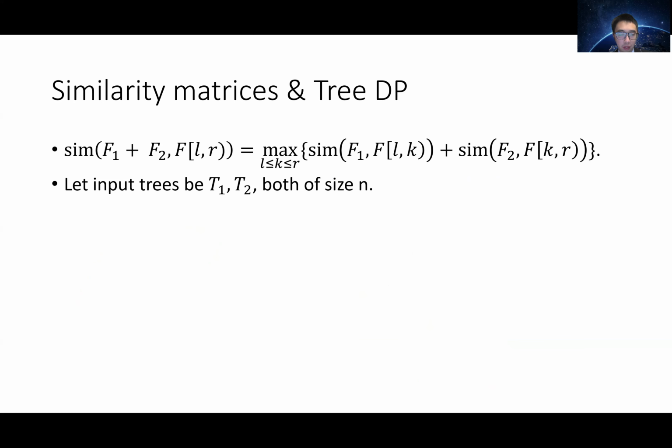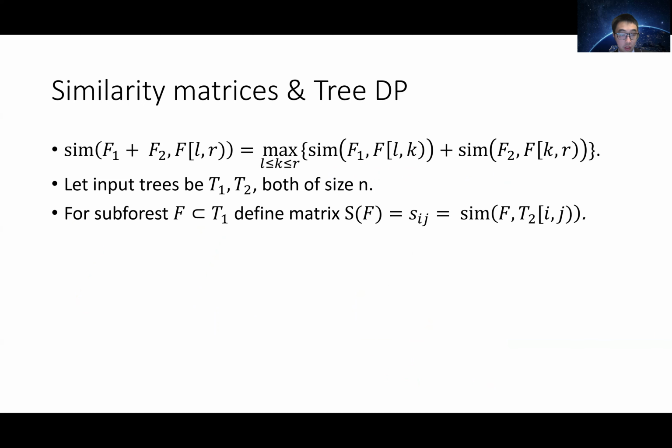Let the input trees be T1 and T2, both of size n. For a subforest F of T1, we can define a similarity matrix S of F, where the S(i, j) entry is equal to the similarity between F and T2 of interval i to j. The similarity matrix S of F1 plus F2 is equal to the max-plus product of S of F1 and S of F2, as evidenced by the DP occurrences we have given before.